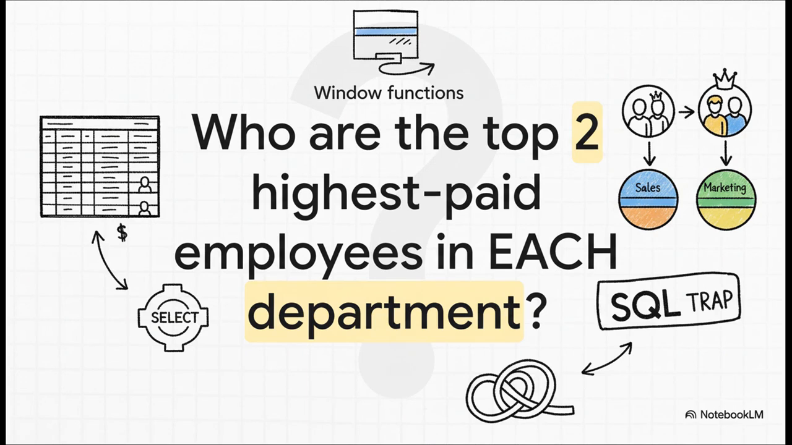So let's kick things off with a classic request, something you've probably been asked before. Who are the top 2 highest paid employees in each department? Now, on the surface, that sounds pretty simple. You've got the data, you've got the salaries, but that tiny little word each, well, that hides a surprisingly common SQL trap that catches a lot of people off guard.